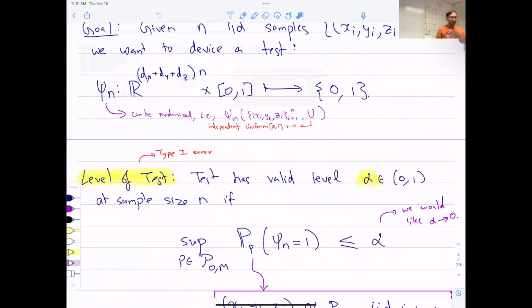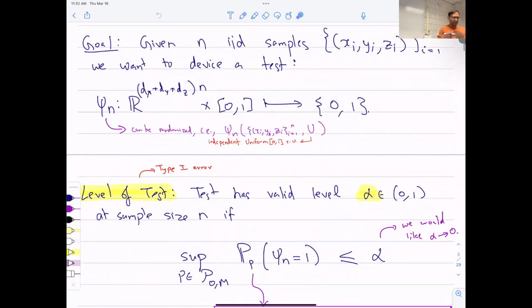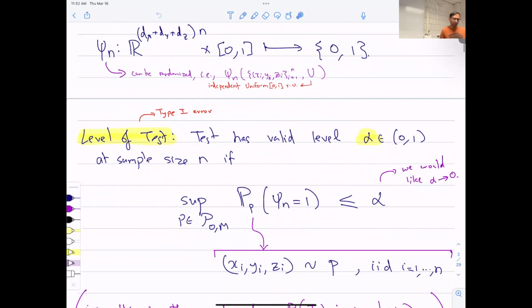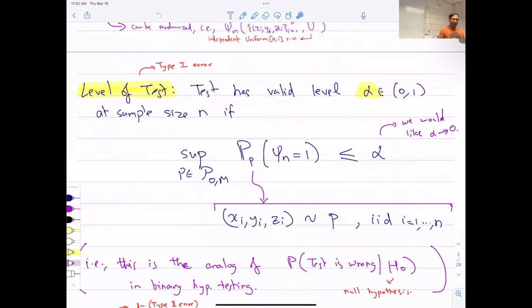There are two things which we care about when we're doing this: the level and power of tests. For statisticians this is boring, but I'm going to go through this anyway, because I'm not a statistician, and these were things that I needed to think about when I first read this. I presume at least for some of you, these will be useful. So the level of a test is the following. It has a valid level alpha if the following property holds.